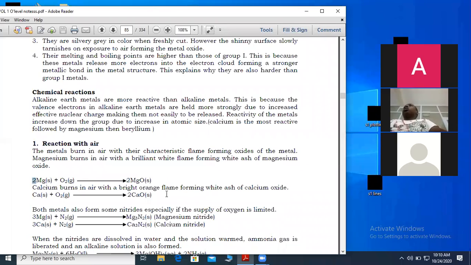The same thing applies to calcium. But for calcium, it burns with a bright orange flame. So magnesium, white flame. Calcium, orange flame. And the product in all is white ash. Now, there was another question, and this is very important, that magnesium burns in nitrogen. Just to remind you, when magnesium burns in nitrogen, the product is magnesium nitride.